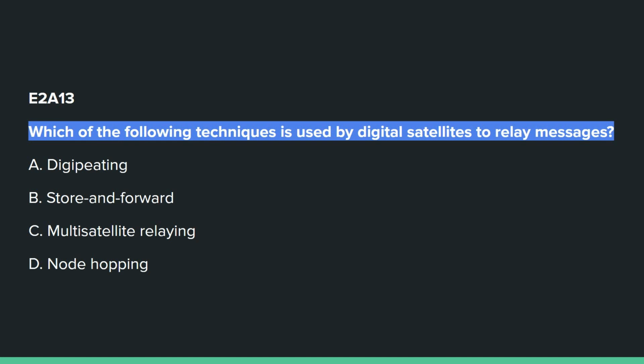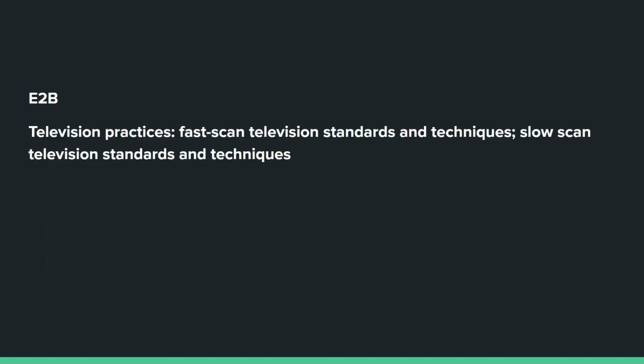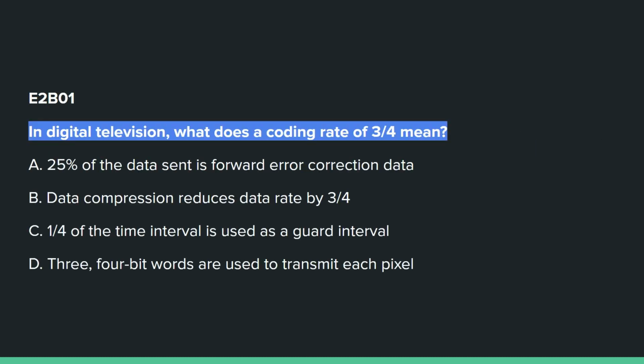E2A13, which of the following techniques is used by digital satellites to relay messages? That's B, store and forward. E2B is television practices, fast scan television standards and techniques, slow scan television standards and techniques.